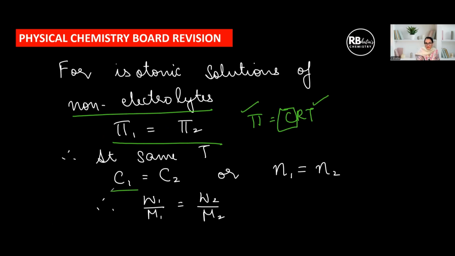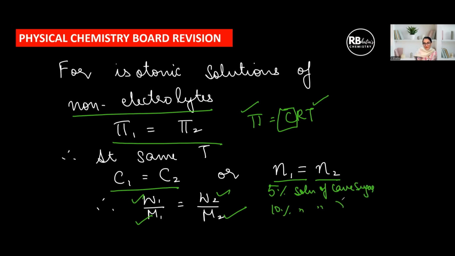What are we left with? C1 should be equal to C2 for isotonic. And C1 means n upon V. If the volume is same, then n1 is equal to n2, which means this formula. So out of these four, generally, three components are given. Let us say I tell you a 5% solution of cane sugar is isotonic with a 10% solution of X. Find out X, a very, very popular form of question.